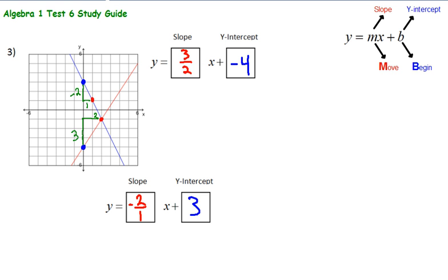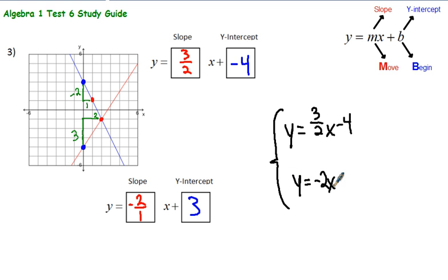And then if I were to go ahead and write that using the braces, little nose sticking out, I'd have y equals 3/2 x minus 4, and y equals negative 2x plus 3.